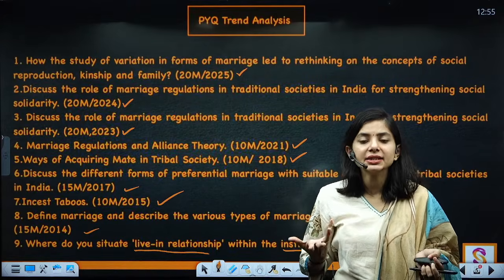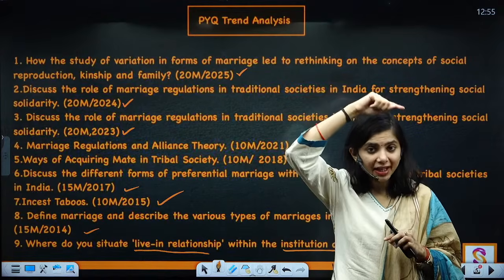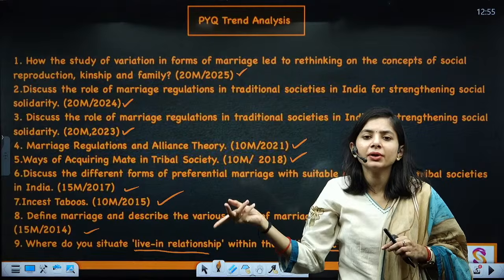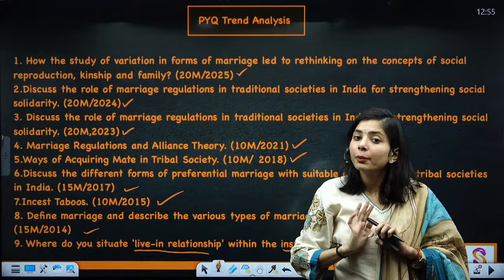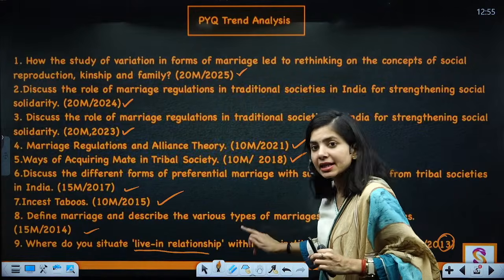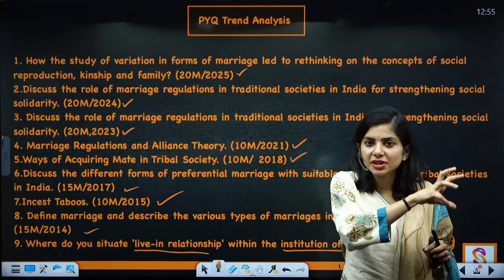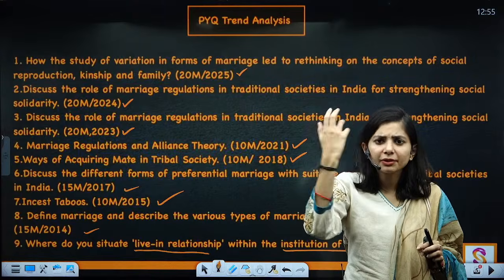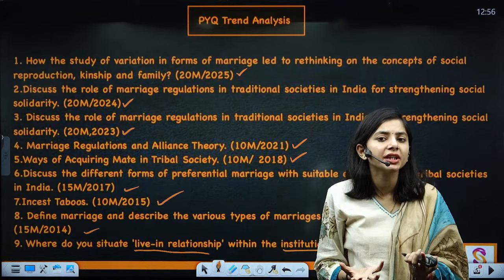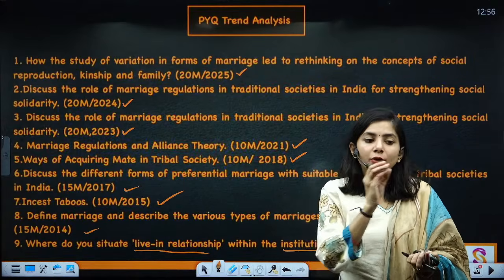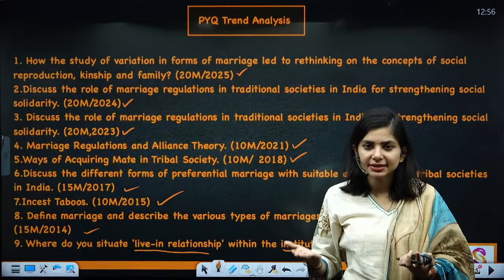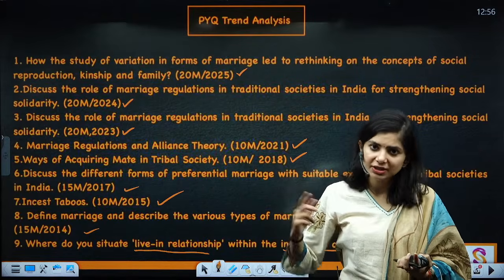Again, this is a version of tribal marriages, but it has now turned into a live-in relationship. We are not justifying live-in relationship here, try to understand. They are just asking us the static information: in terms of the different types of marriages, do we have any system where we can say that yes, this is not something new, it was there.